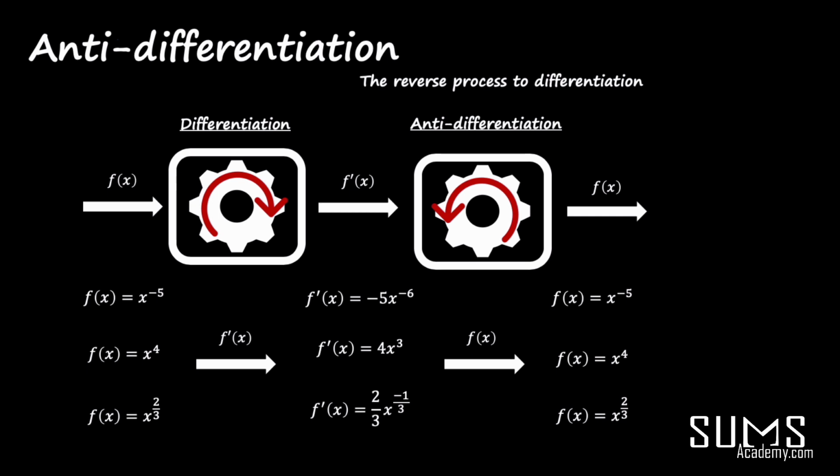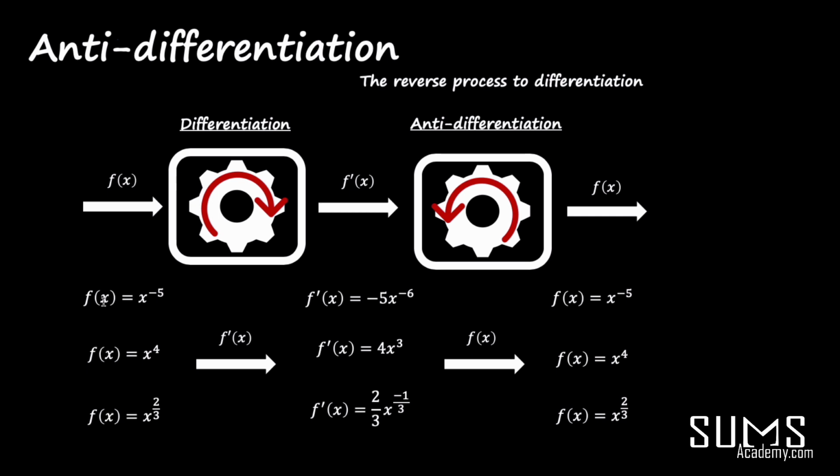Okay, so now we're going to talk about anti-differentiation, which is code for something else, which you might have guessed. But anyway, it can be thought of as just the opposite process of differentiation. So what I have here is a differentiation box and an anti-differentiation box. And what we're going to do is pass through some functions and differentiate them.